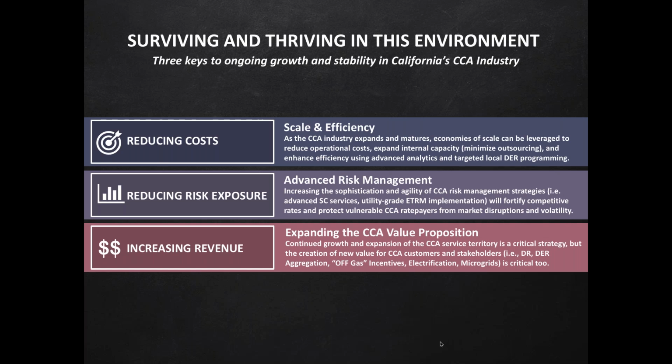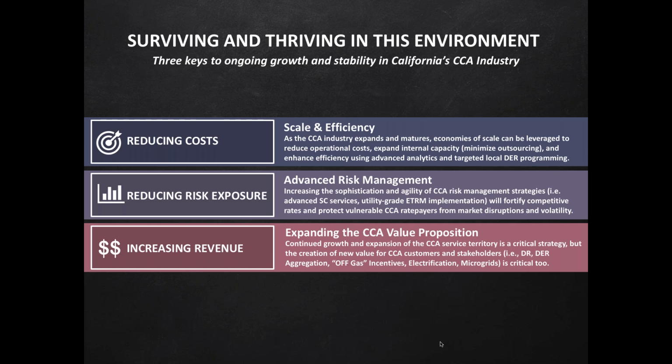It includes reducing expenditures on external consultants and service contracts, and investing in smart, targeted, dispatchable DER deployments, and also things like improving our rate structures and load forecasts and settlement processes using integrated data analytics. And all of this is really about leveraging the ever-increasing scale and maturity of the CCA industry and increasing our operational efficiencies. But another important strategy is identifying and mitigating risks.